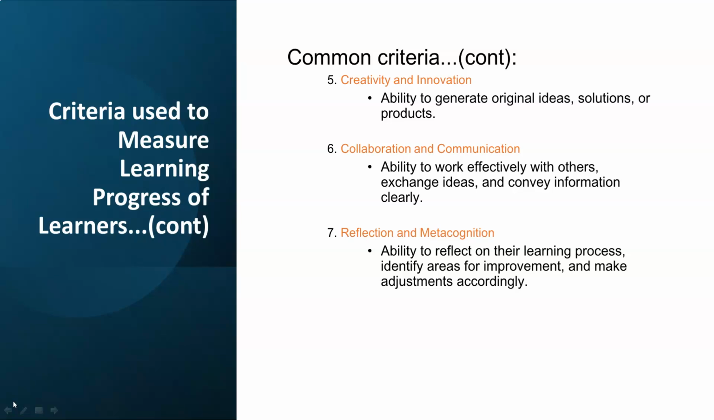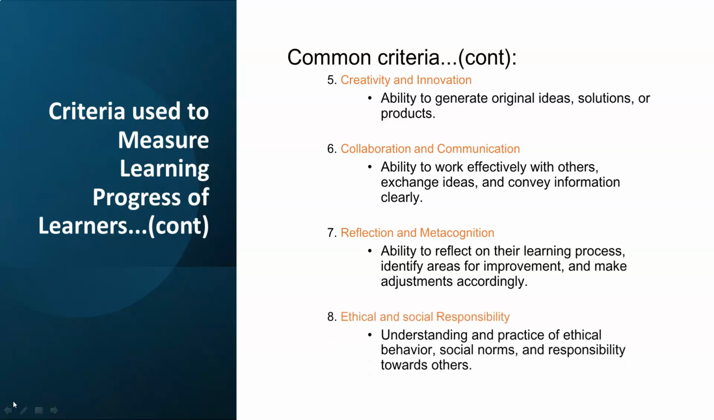7. Reflection and metacognition. Assessing learners' reflection and metacognition involves evaluating their ability to reflect on their learning process, identify areas for improvement, and make adjustments accordingly. Criteria for reflection and metacognition may include the ability to set goals, monitor progress, self-assess, and develop strategies for continuous learning.